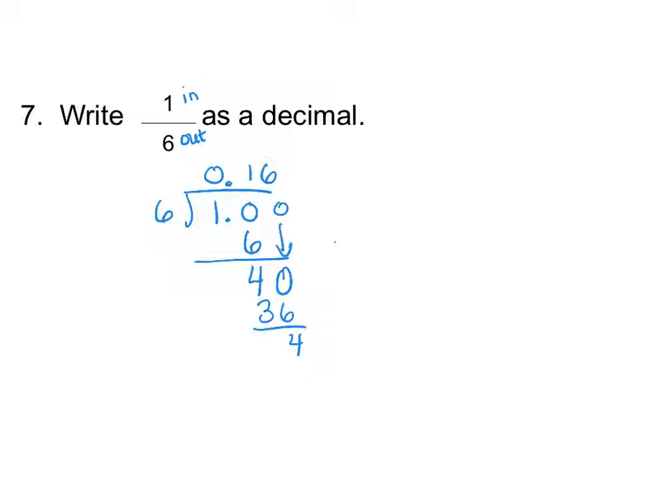So my decimal, because I would just get another 0 here, I get 40, and I keep on getting 6's. So then my decimal, 1/6 equals 0.16, and the 6 is repeating.